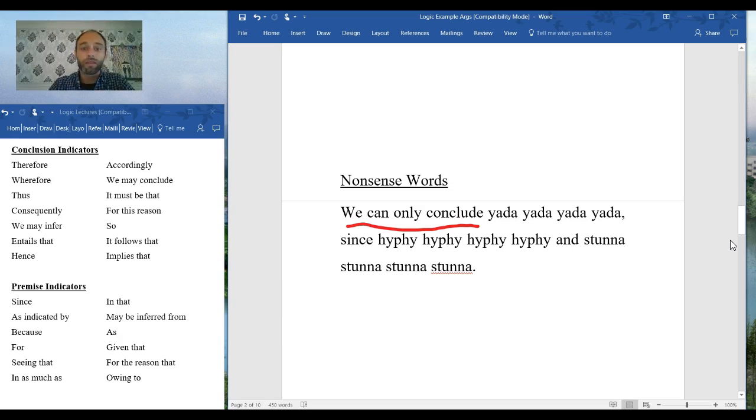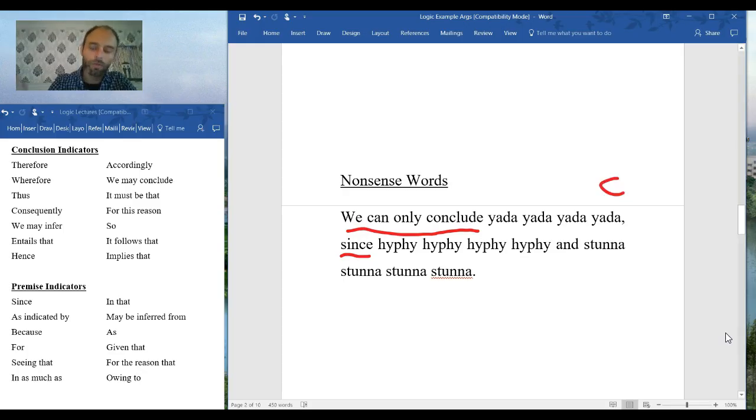So here we can only conclude. It's going to indicate the conclusion, and we keep scanning for indicator words, and we come upon this word since. And since we see is a premise indicator. And then we have and. So now we see that what comes after we can only conclude is going to be the conclusion. So the conclusion here is yada, yada, yada, yada. And there are two premises here. One is hyphy, hyphy, hyphy, hyphy. And the other stunna, stunna, stunna, stunna.